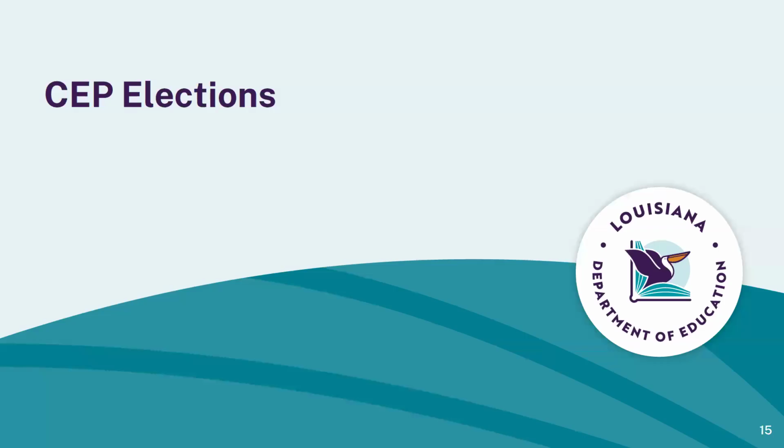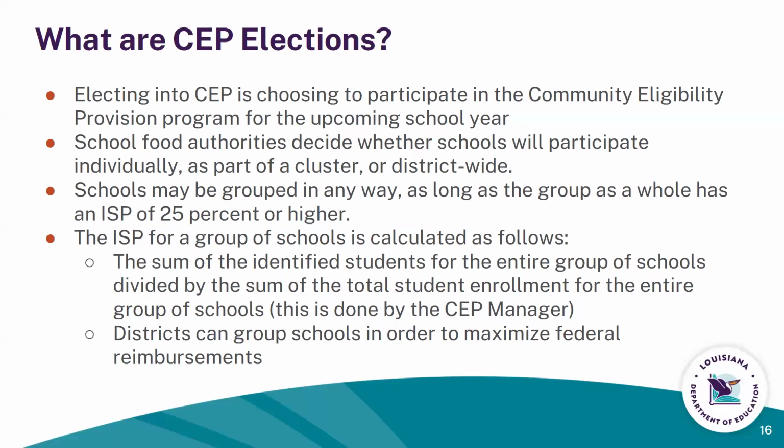CEP elections. What are CEP elections? Electing into CEP is choosing to participate in the Community Eligibility Provision Program for the upcoming school year. School food authorities decide whether schools will participate individually, as part of a cluster, or district-wide.